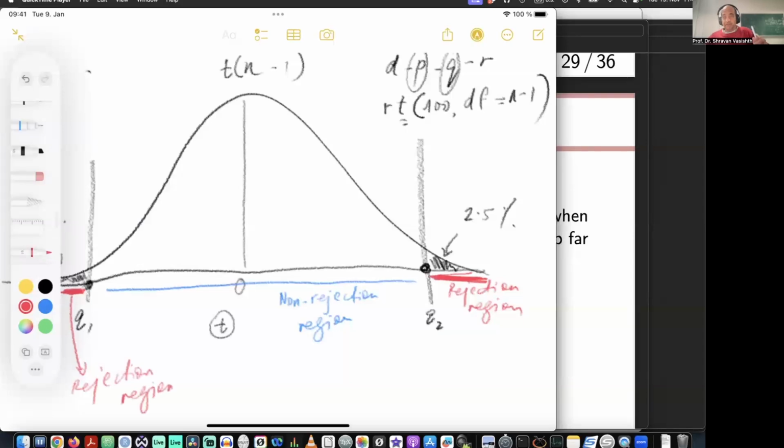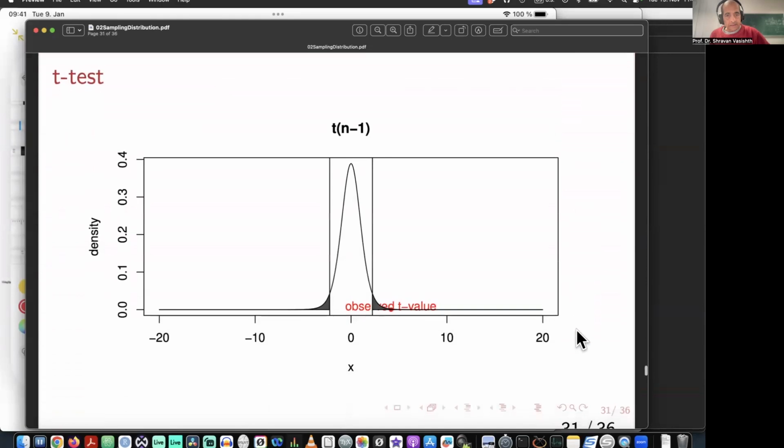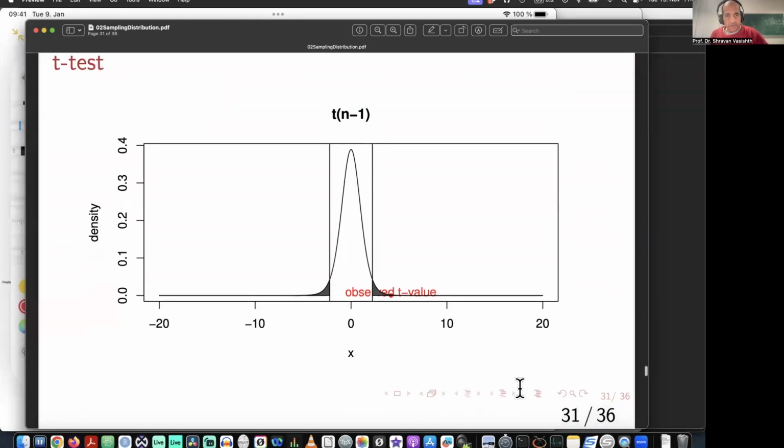So my observed t-value can land anywhere on the x-axis, right? If it lands in the tails of the distribution, that's a very unlikely value, assuming that the null is true. Therefore, we reject the null. And if it lands within the non-rejection region, the blue region here, then it's possible that the null hypothesis is true, so we fail to reject the null, okay? So that's basically what I'm quantifying, showing you here graphically, right?